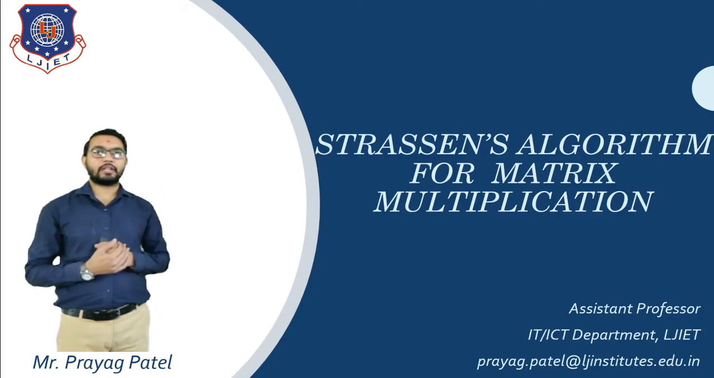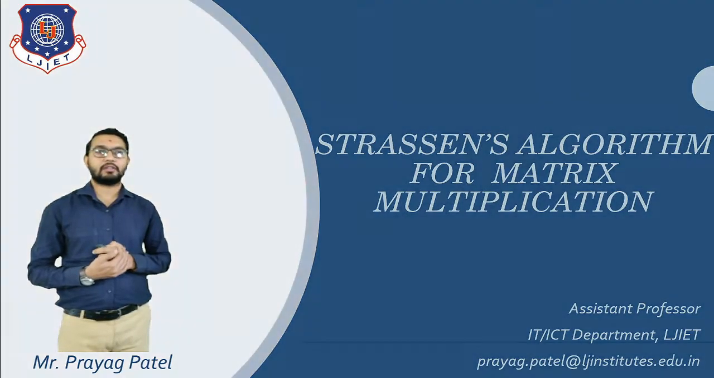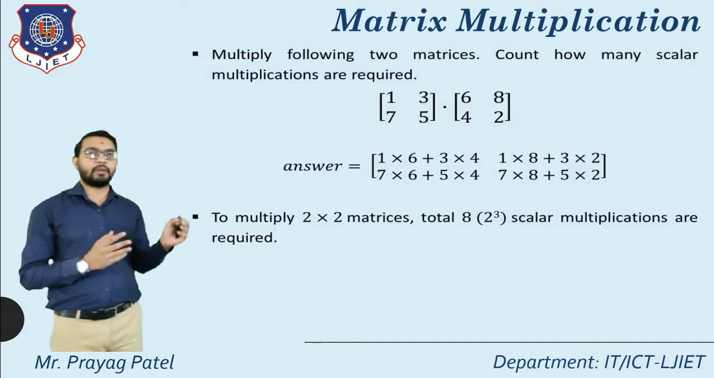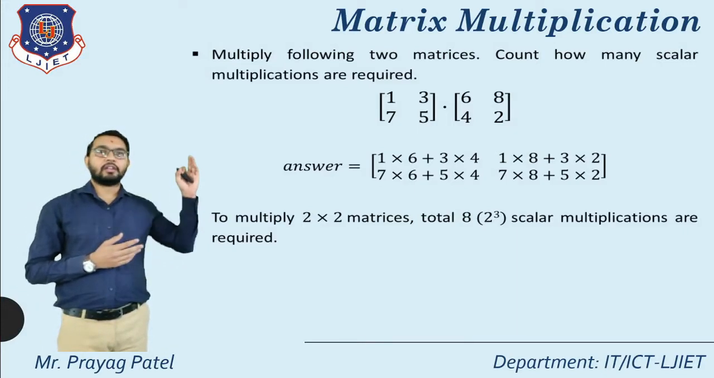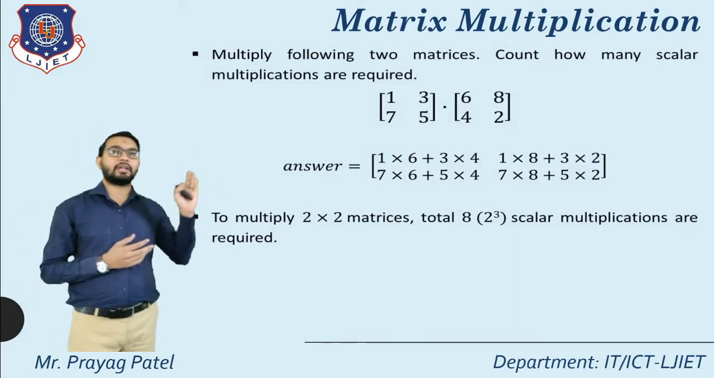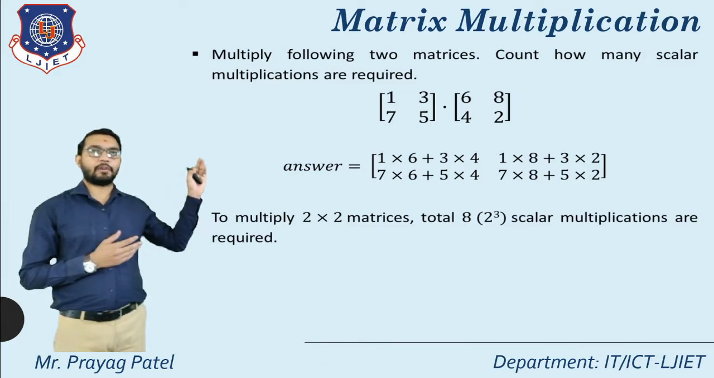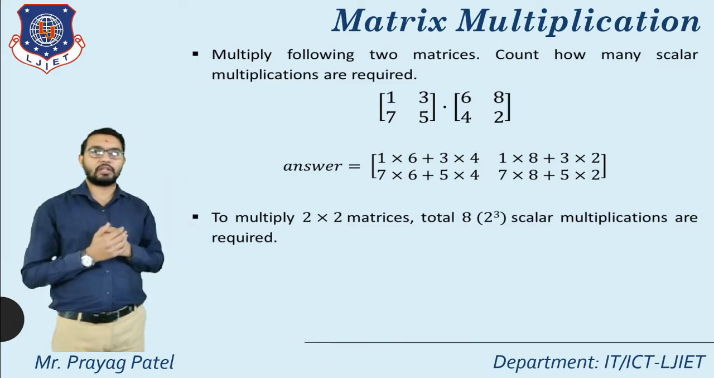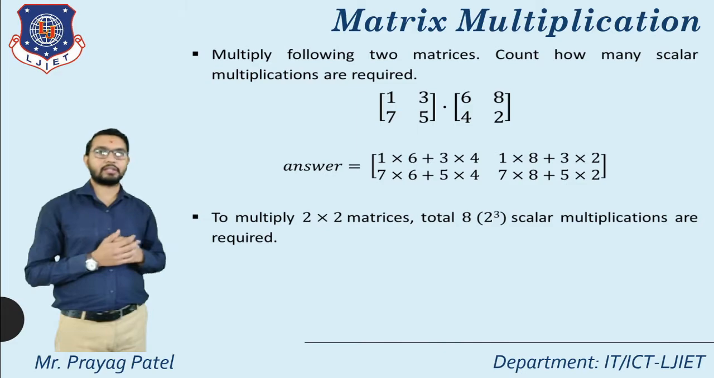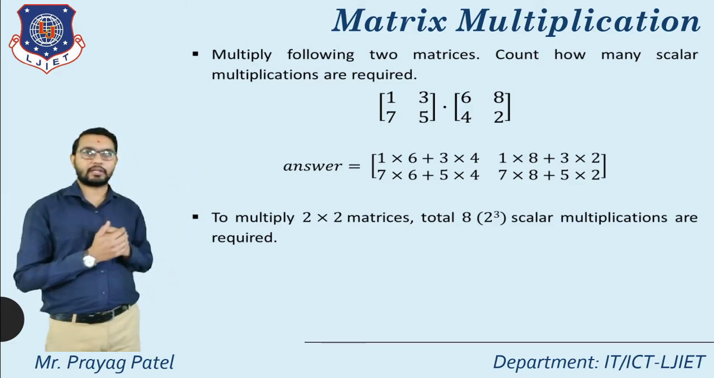Now in today's video lecture, I will discuss Strassen's algorithm for matrix multiplication. We already know the simple matrix multiplication technique. For example, consider the simple matrix multiplication operation. Multiply the following two matrices. The first matrix is 1 3 7 5, a 2 cross 2 matrix. The second matrix is 6 8 4 2, also a 2 cross 2 matrix.